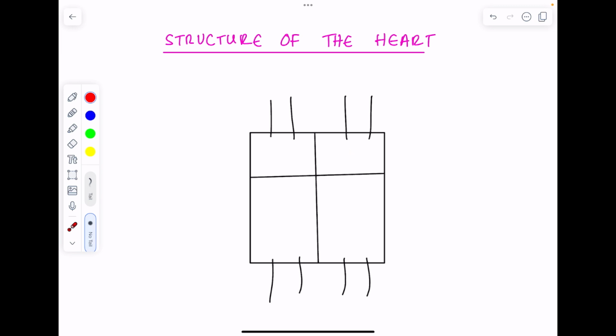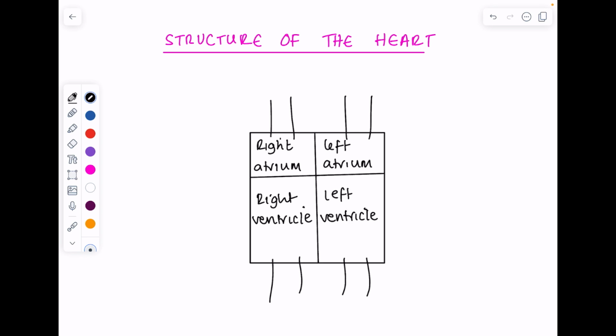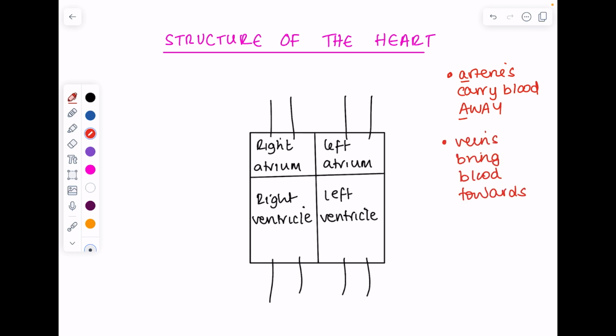The sides of the chambers are flipped, so that means that this side over here is the right side of the heart, this side is the left side. So to label them, the entrance chambers of the heart are known as atrium. So there's your right atrium, your left atrium, your right ventricle, and there's your left ventricle. Remember that arteries carry blood away from the heart. Try and remember the 2 A's go together, whereas veins bring blood back to the heart.